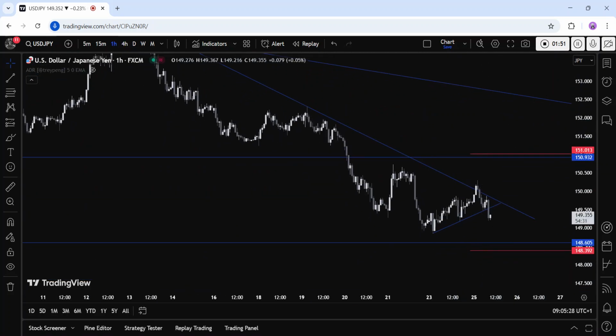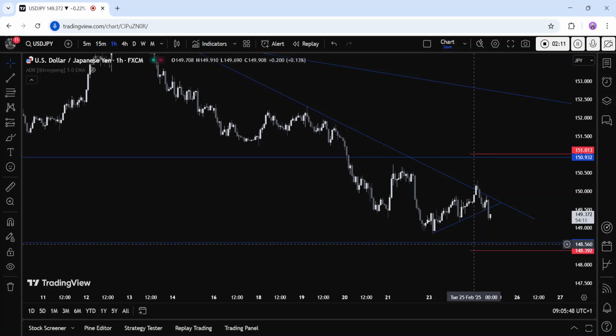On the 1-hour chart, we can see that the price broke below this counter trend line this morning, with the sellers piling in to target a drop into the 148.60 level. This is where we can expect the buyers to step in to position for a rally into new highs. These red lines define the average daily range for today.